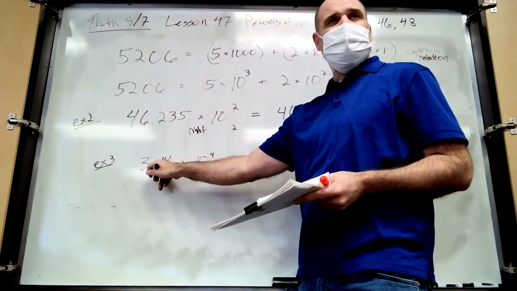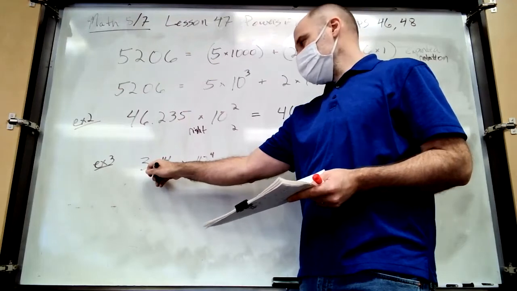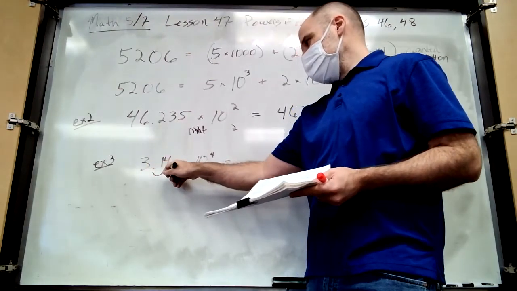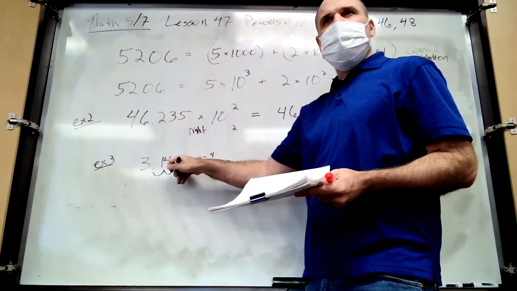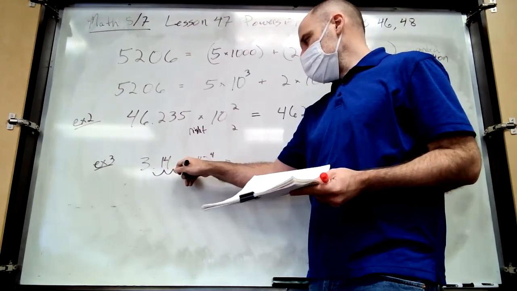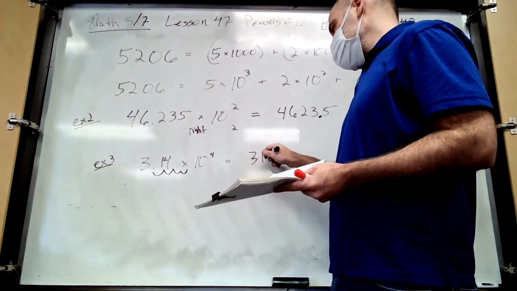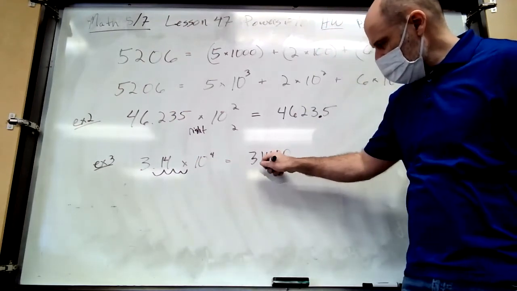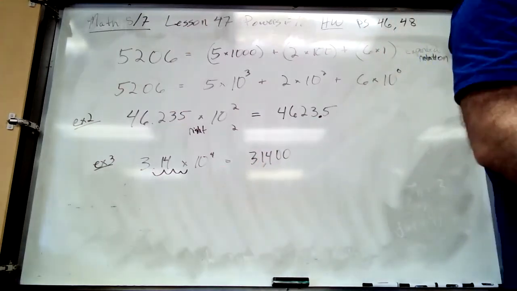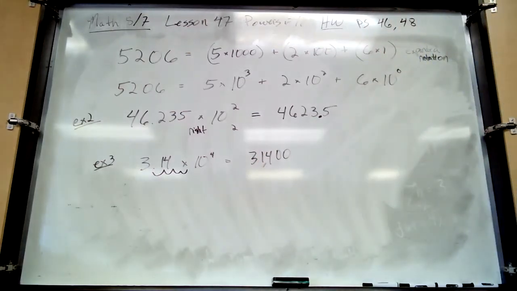How many places do we move this? 4 to the right, right? 1, 2. Uh-oh. We're out of digits, so what do we do? We need to add 2 more zeros. So I'm just going to rewrite these digits with 2 zeros after. Then I'm going to figure out my comma. It goes right there. 31,400. Good job. Does that make sense?